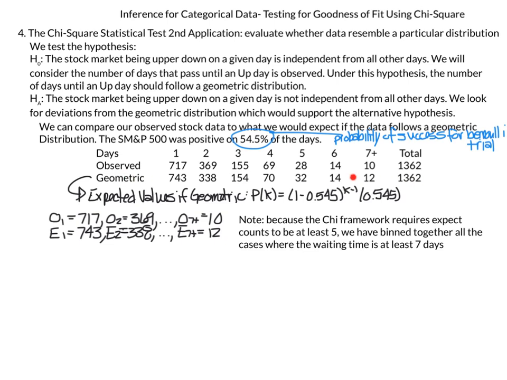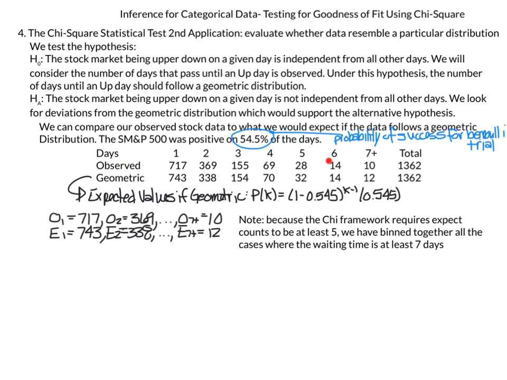What a geometric distribution would have predicted for the 1,362 cases is that you would expect 743 days for k equal to 1 day. There's 338 cases where you would expect k to be equal to 2, up to 7 plus. So expected values if geometric is equal to P(k) equals (1 - 0.545)^(k-1) times 0.545, again because the 54.5% is the probability of success for the Bernoulli trial.